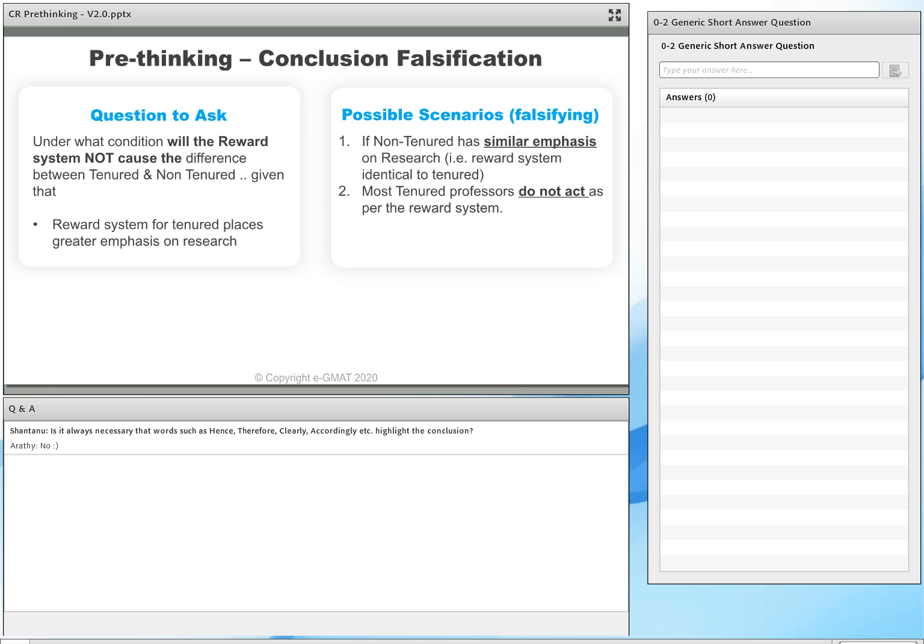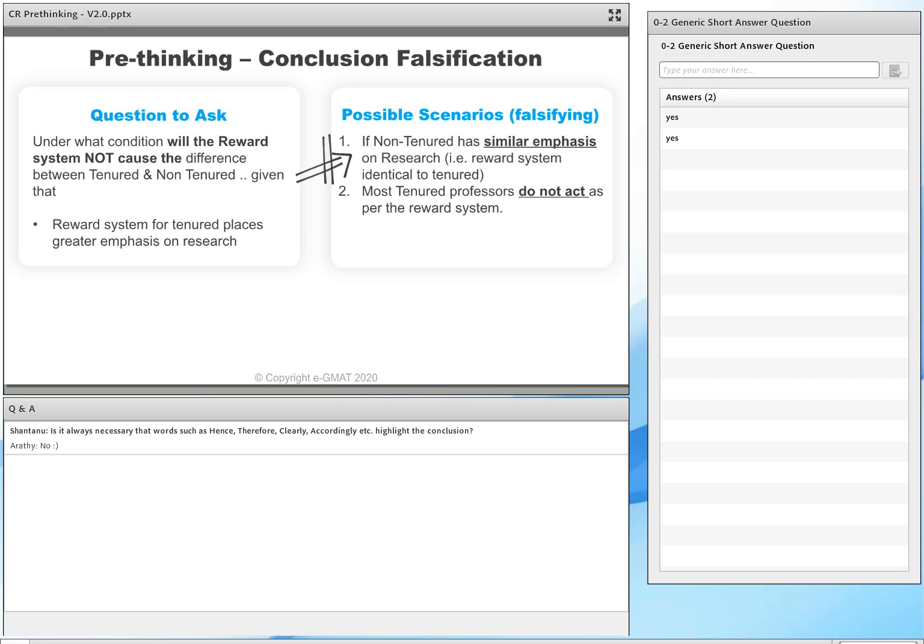There are two possible scenarios. One is, if lecturers have the same reward system, then I can't blame the reward system. If non-tenured faculty and tenured faculty have the same reward system, then I can't blame the reward system. Look at statement 1. Does that make sense to you? If both entities have the same reward system, then I can't blame the reward system, right? Then my conclusion will break down.